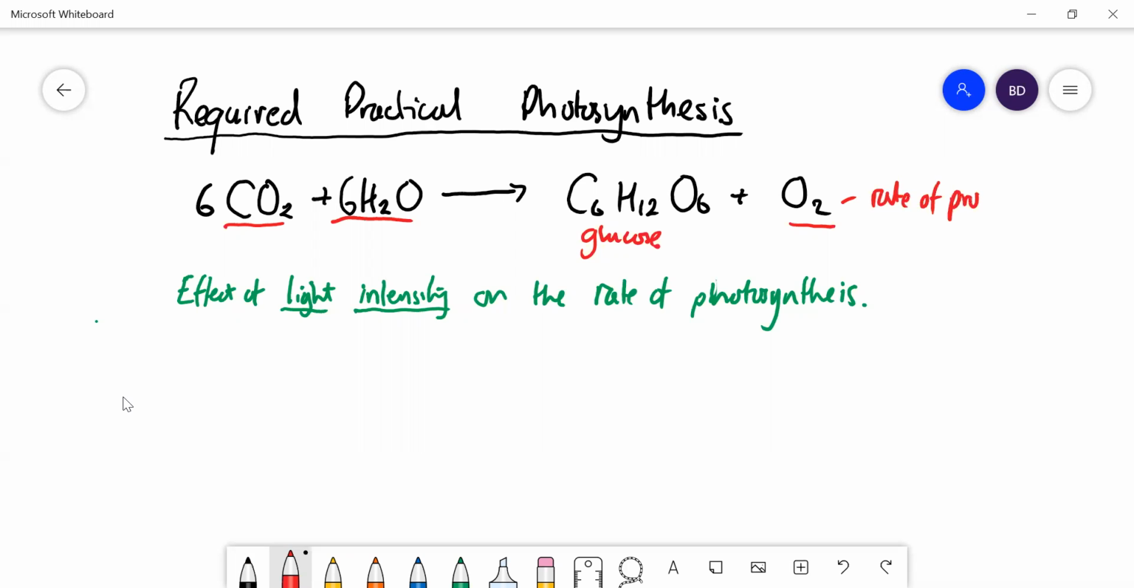Now, if you've got a normal plant, it would be pretty difficult to do that. A land plant, because the oxygen it makes will just mix with the air. But if you use an aquatic plant, the oxygen that it's made isn't very soluble in water, so it makes bubbles, and you can basically count the number of bubbles being made, and that will give you a rough idea of the rate of photosynthesis.